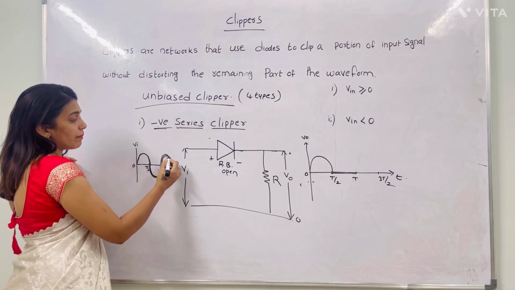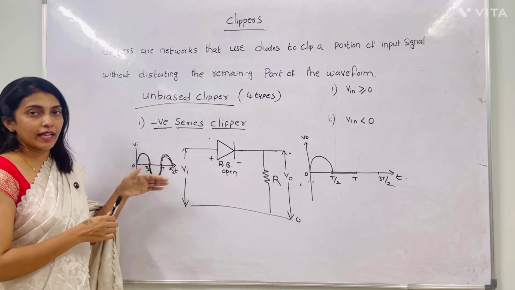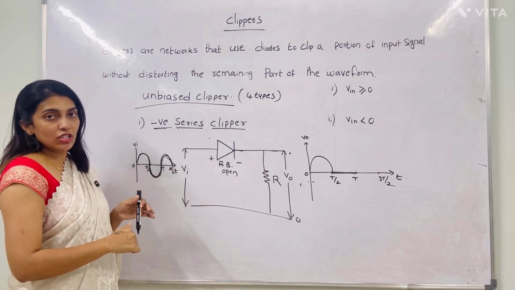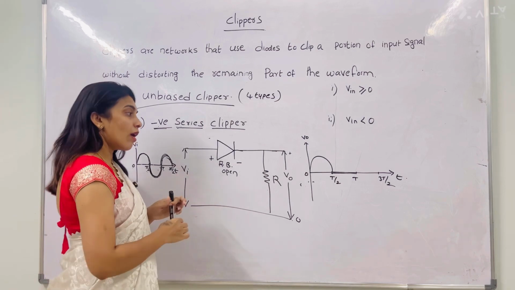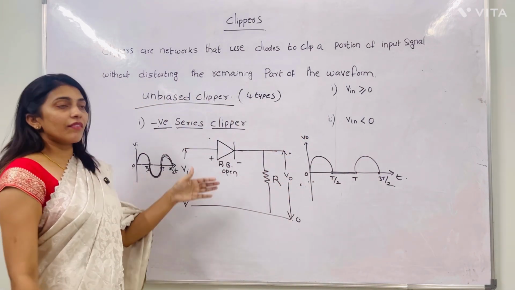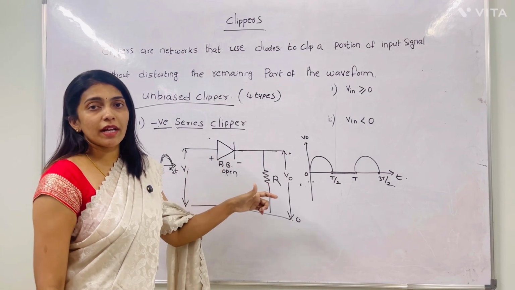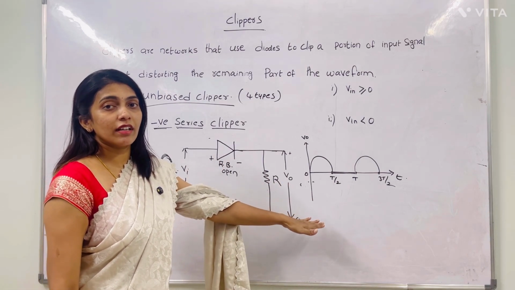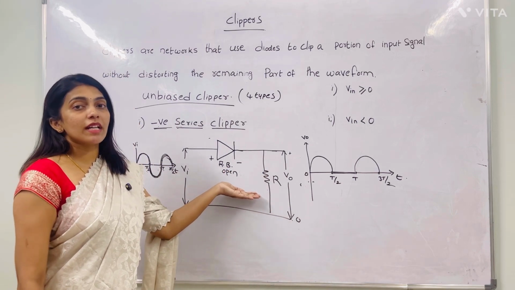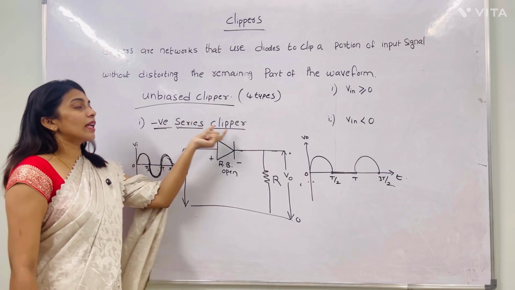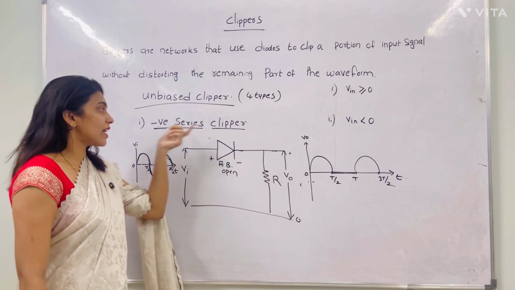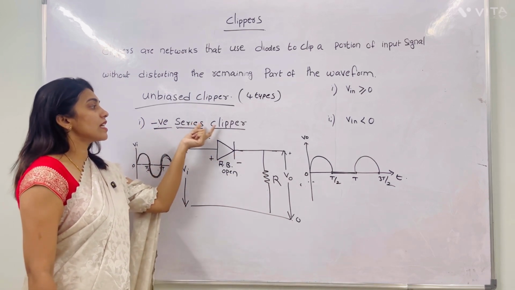Again, the input is at a positive peak. During the positive half, the diode goes to forward bias condition and acts like a closed switch. Obviously, we are getting the output signal. Observe the waveform. Which portion is clipped off here? The negative portion. That is why this type of clipper is called a negative clipper. This diode is in series with the load, so the total name is a negative series clipper.